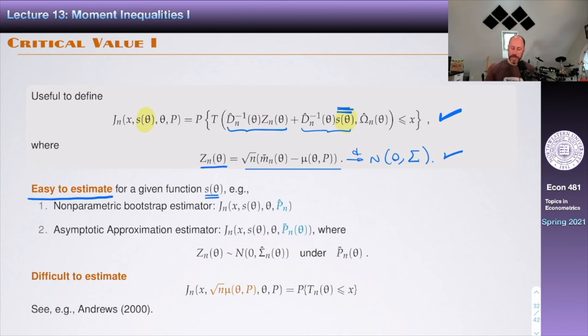So, for example, I wrote here, you can do non-parametric bootstrap, where you just compute J of X, S, theta, and P hat. So you just bootstrap data, and then you replace this. Or you can use an asymptotic approximation that I call here P tilde, where you just take into account that Z_n is normal, zero, sigma hat. And then you just simulate from this distribution over and over. These two approaches, you're going to see later, are used in this literature a lot. But they're used in ways that do not make them easy to compare across different methods. In this notation, things are going to fit nicely together.